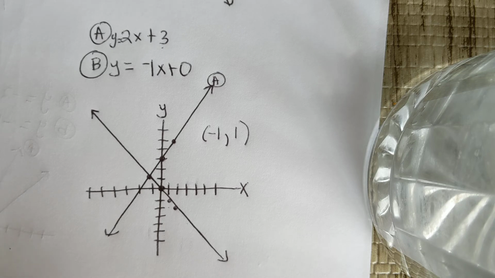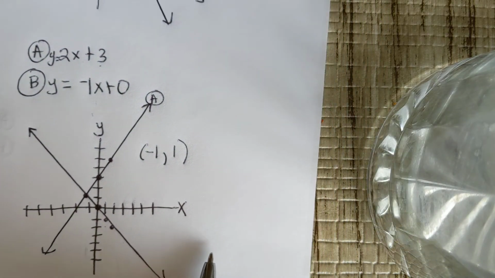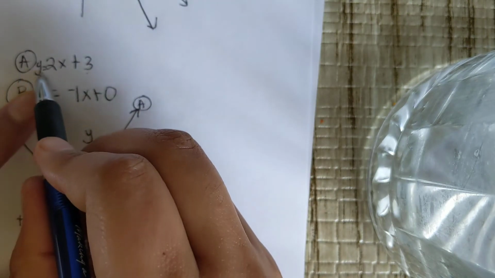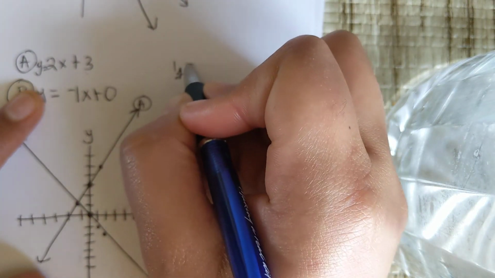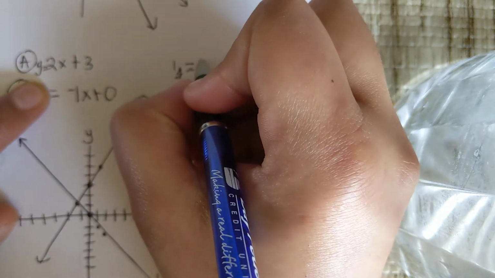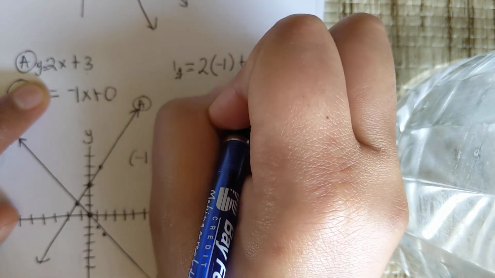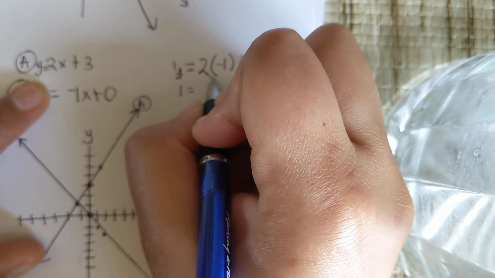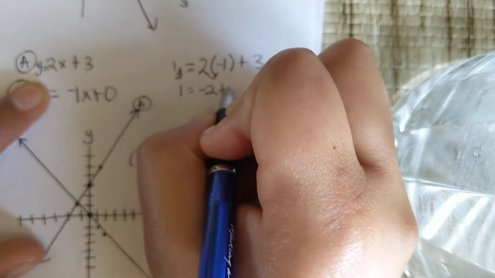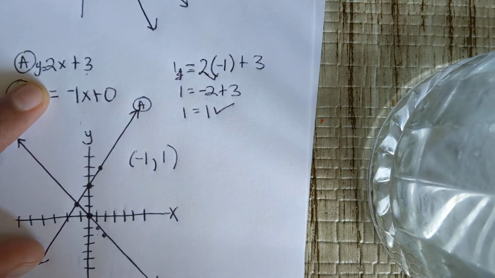You can always double check your work by putting your answer into the system of equations, okay? So really quick, I'm just going to do that. So y is 1. So 1 equals 2 times x, which is negative 1, plus 3. So then I double check my answer. So 1 is equal to 2 times negative 1, negative 2 plus 3. Negative 2 plus 3 is 1, so it checks out.